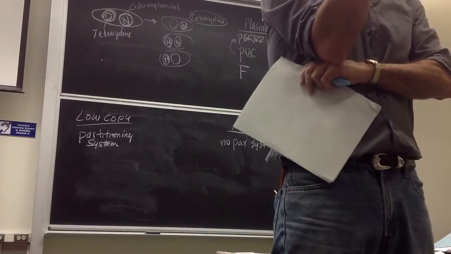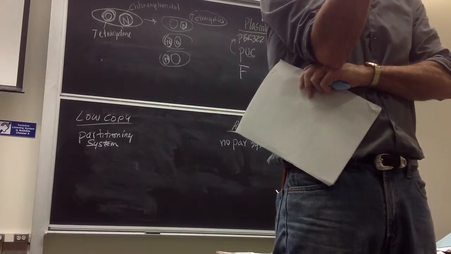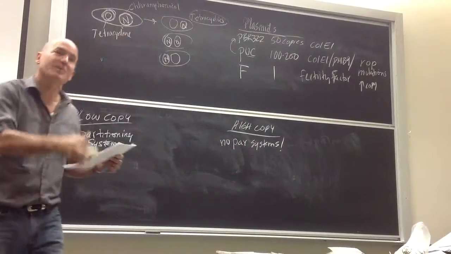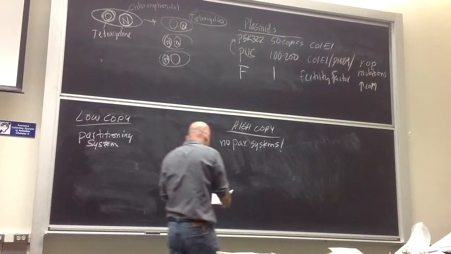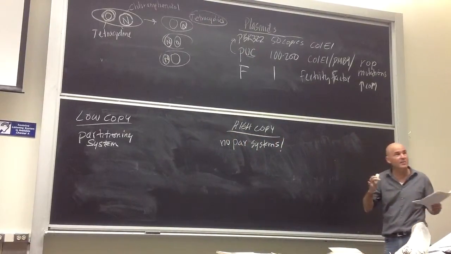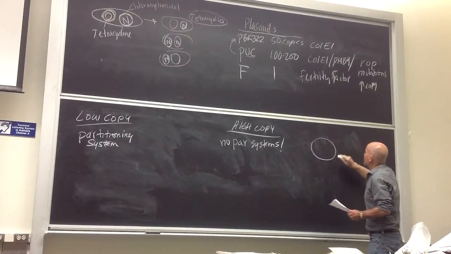Now, do you think plasmid doesn't care? 1 out of 2 to the 40th times 2. I mean, come on. So they don't even worry about partitioning systems. But there is something that both of these plasmids have to worry about. And here it is. And I don't think you probably thought about this, and I probably wouldn't have either. But this is what happens.